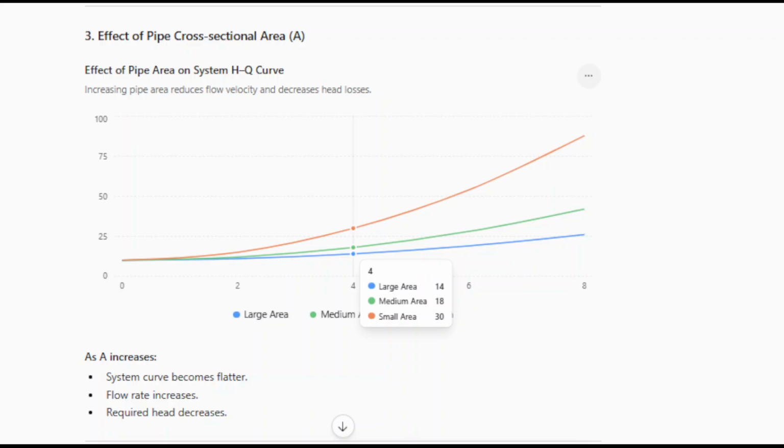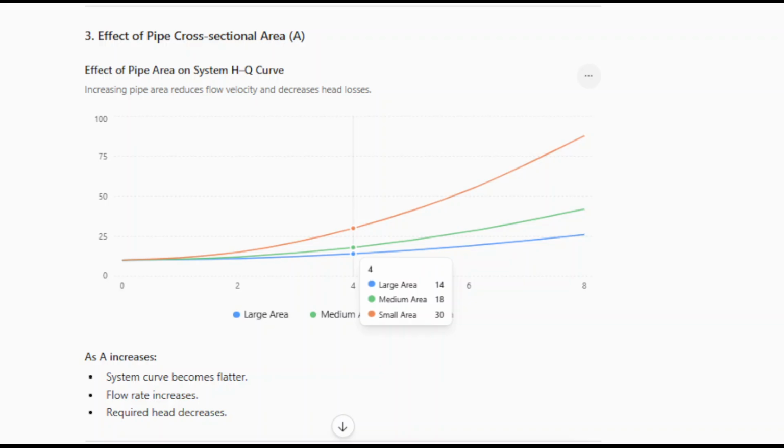Notice that all three curves begin from the same point. This indicates that the static head remains constant. The only parameter changing is the pipe cross-sectional area. Let's begin with the blue curve, which represents the large cross-sectional area.